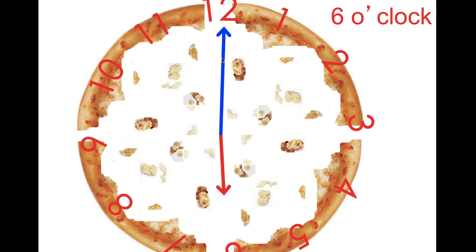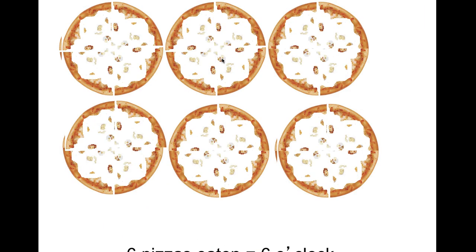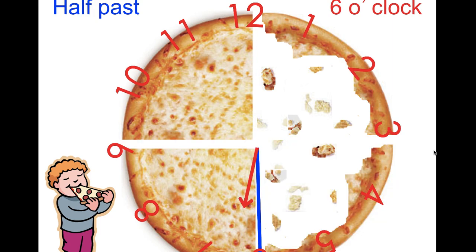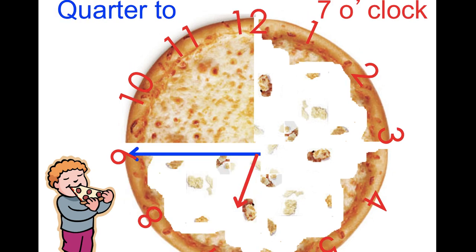Now, 6 o'clock. We're halfway there. 6 pizzas eaten. At 6:15, it's quarter past 6. 15 minutes have gone by. Another way to say 6:15 is quarter past 6. At 6:30, that's another way to say half past 6 because half of the pizza is missing. And at 6:45, there's only 1/4 left until 7.